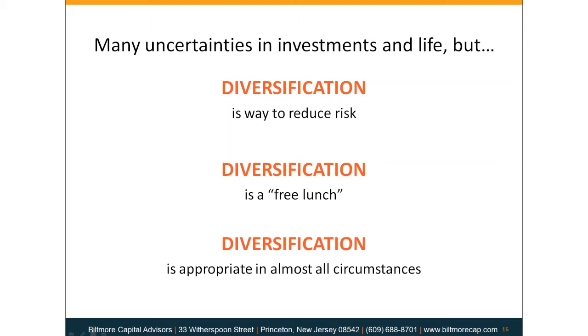So I would end with the classic line of the three most important things in investments being diversification, diversification, and diversification. It's a way to reduce risk. It is a free lunch. It's this idea that in so many areas of asset allocation, in order to get lower risk, you have to sacrifice return. But that's not true if you're diversifying. You can lower your risk without lowering your expected return. And I believe that diversification is appropriate in almost all circumstances.